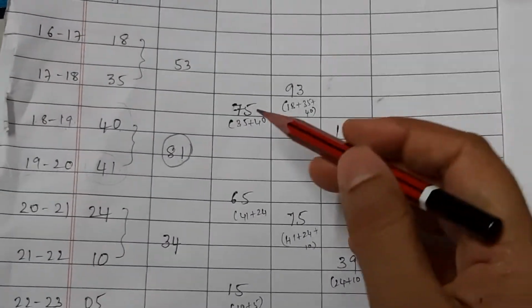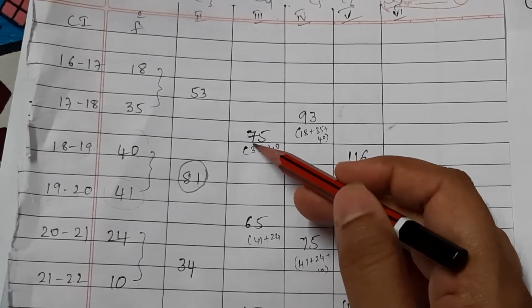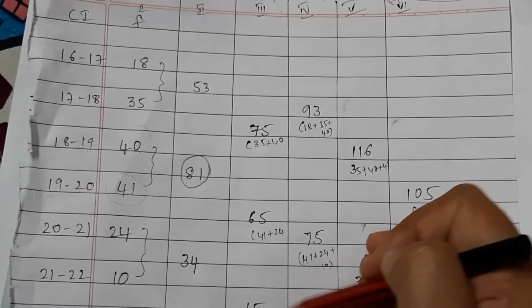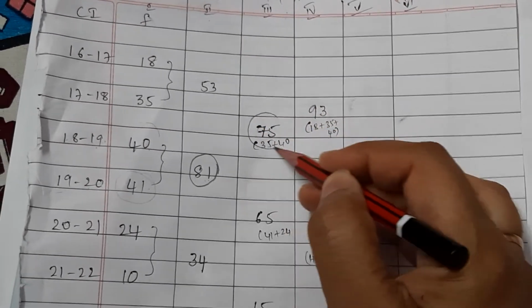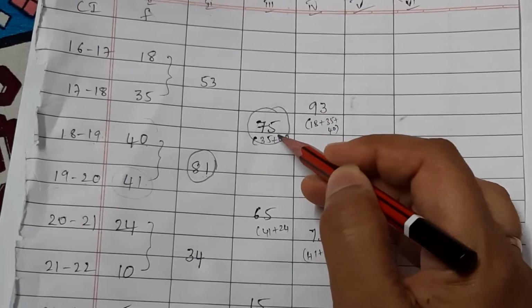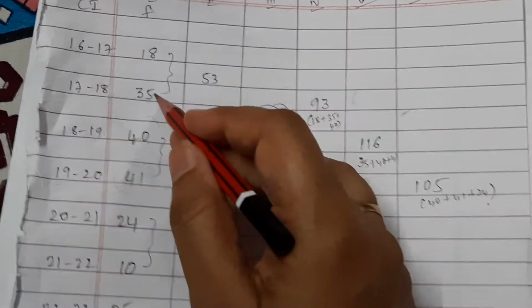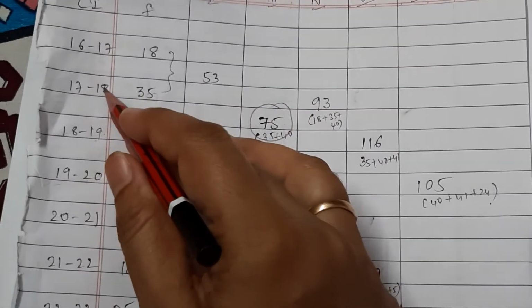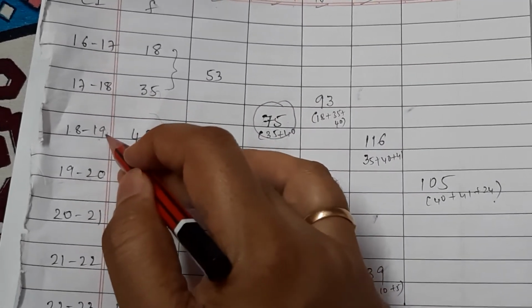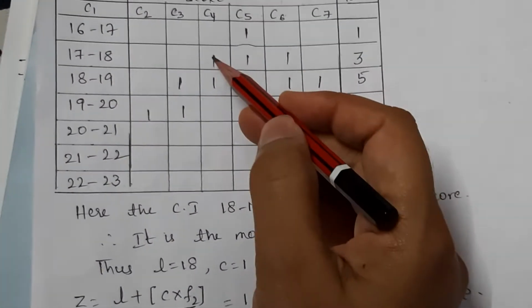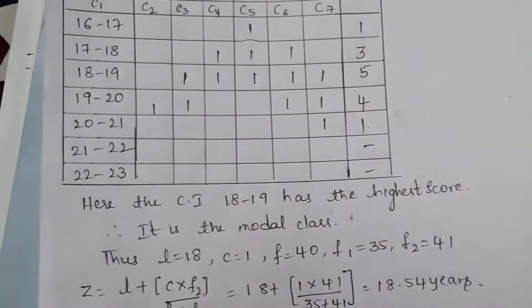Then observe the C4 column in the table. This is my C4 column. Among this, which is the highest term? 75 is the highest term. 75 is got by adding 35 and 40, and its corresponding intervals are 17 to 18 and 18 to 19. So I should give 1 for 17 to 18 and 18 to 19.